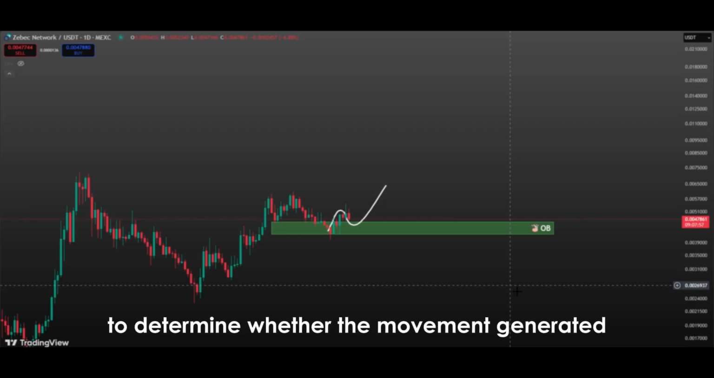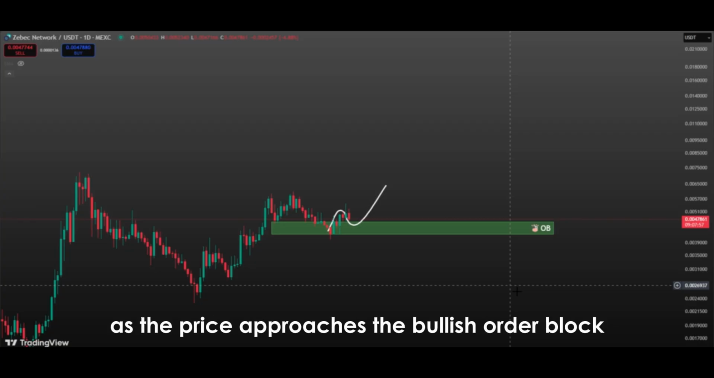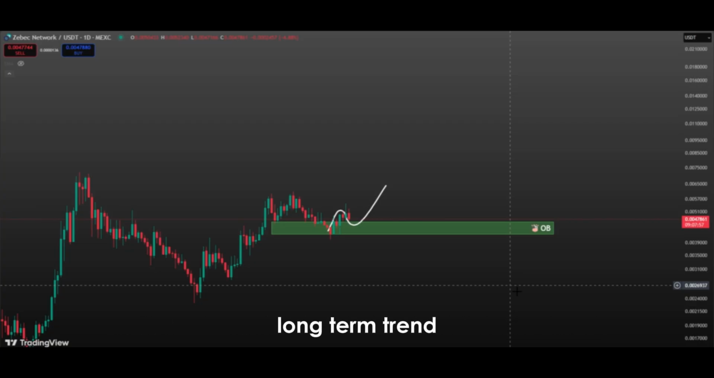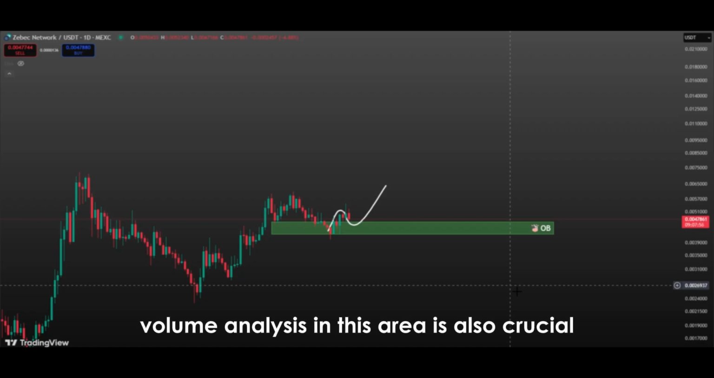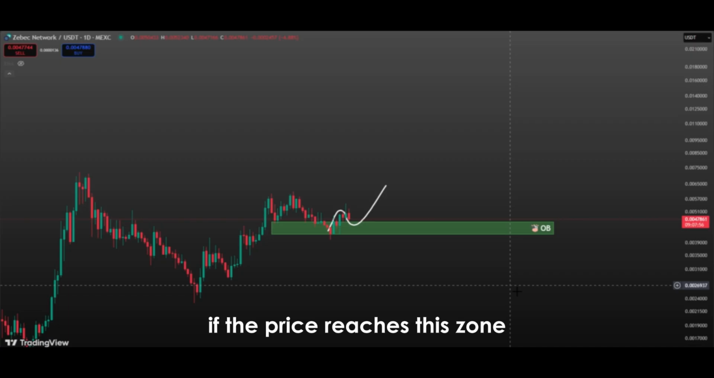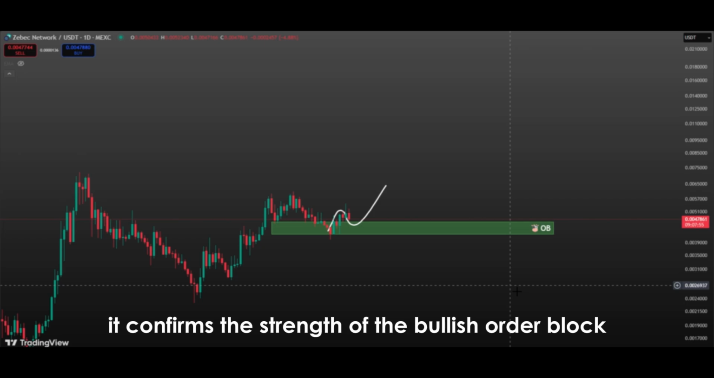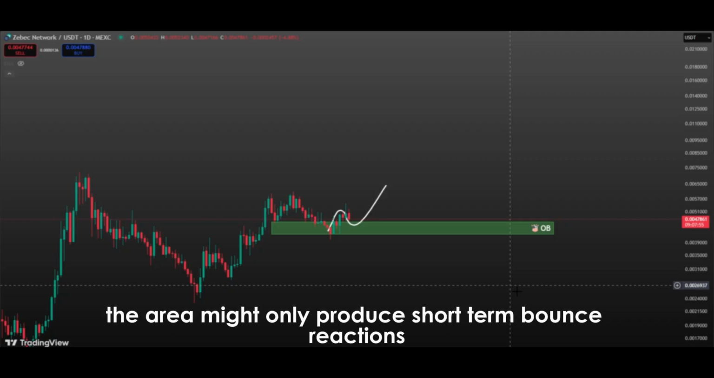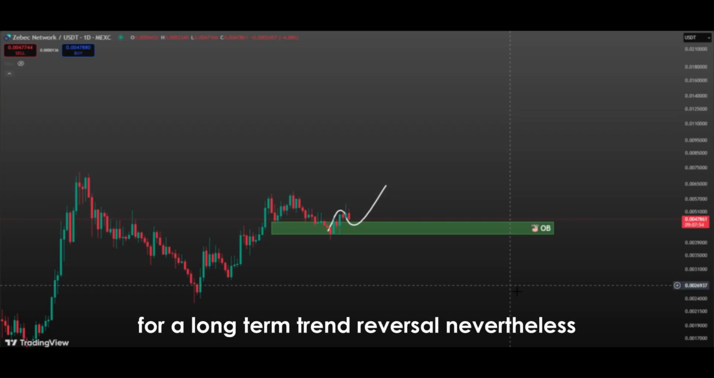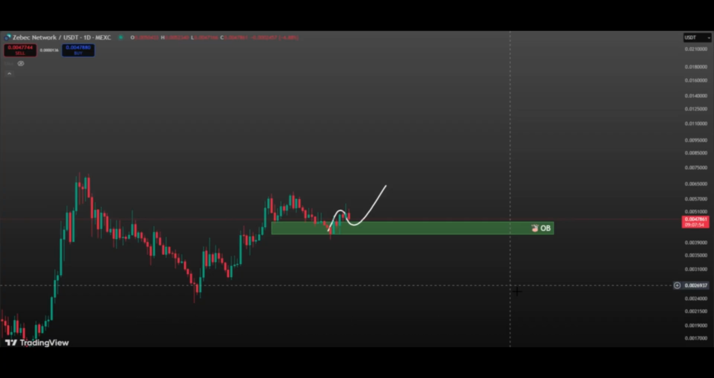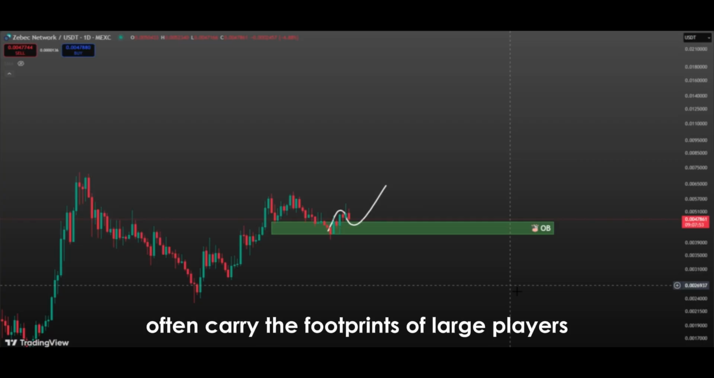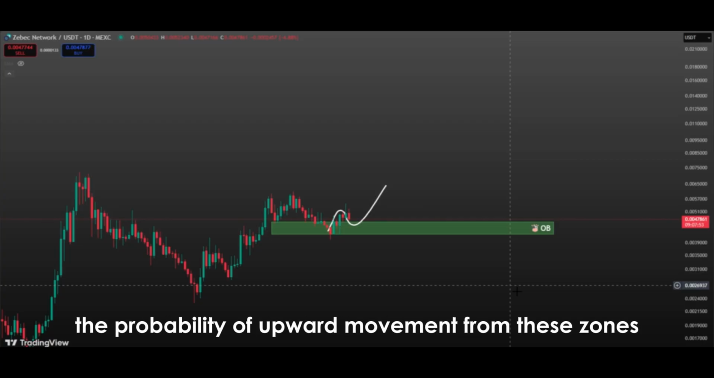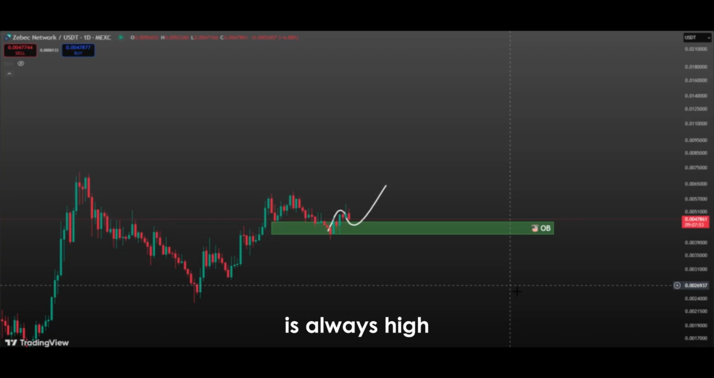To determine whether the movement generated as the price approaches the bullish order block could signal the start of a long-term trend, volume analysis in this area is also crucial. If the price reaches this zone and high-volume buying is observed, it confirms the strength of the bullish order block. In cases where volume remains low, the area might only produce short-term bounce reactions and may not be sufficient for a long-term trend reversal. Nevertheless, because bullish order blocks often carry the footprints of large players, the probability of upward movement from these zones is always high.